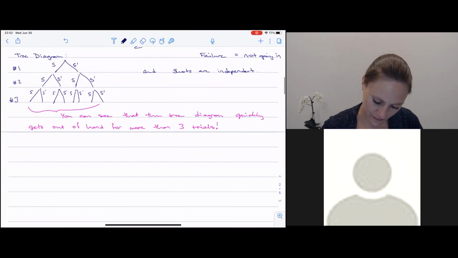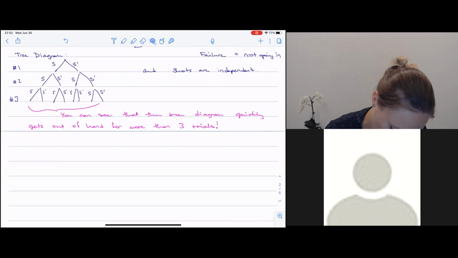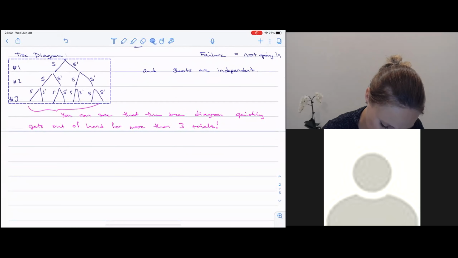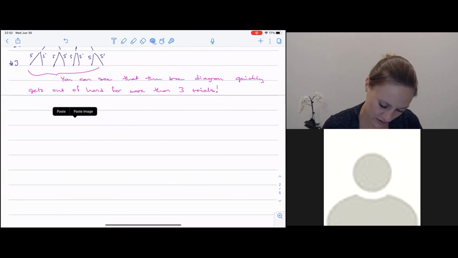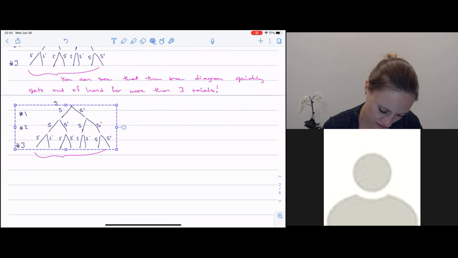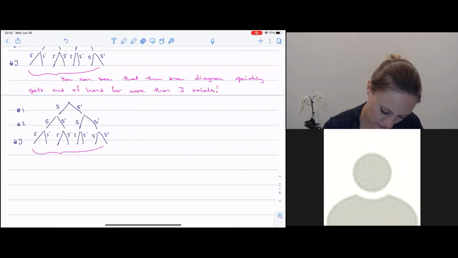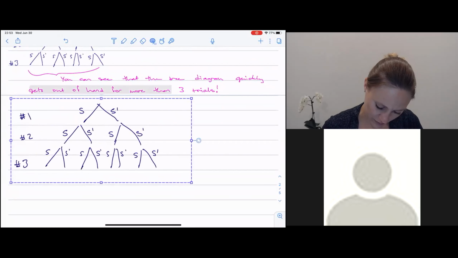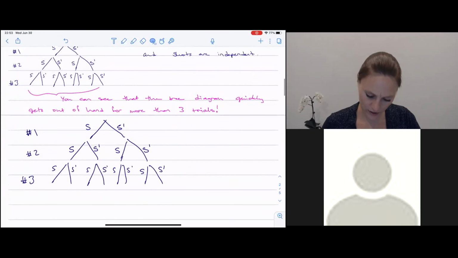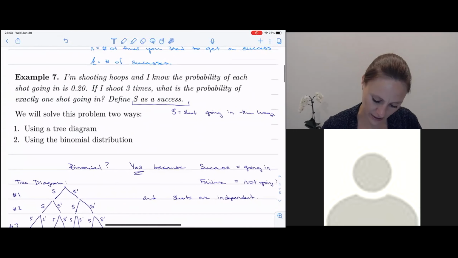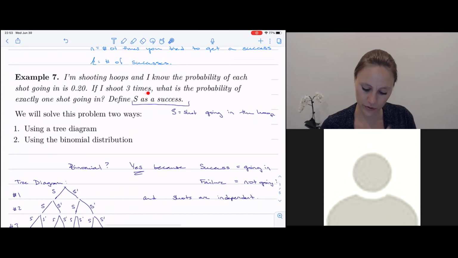And you know what? I'm just going to copy this here. It's not pretty, but it definitely works. Paste. Can even make it a little bit bigger. Okay. So I think the question, what was the question? I'm forgetting. If I shoot 3 times, what's the probability of exactly 1 shot going in?